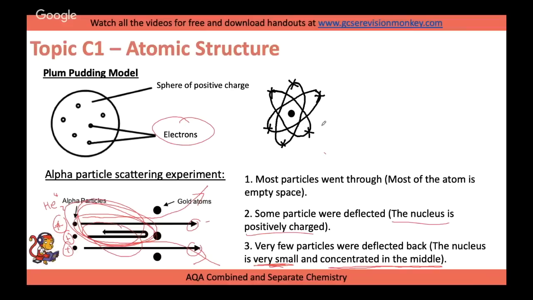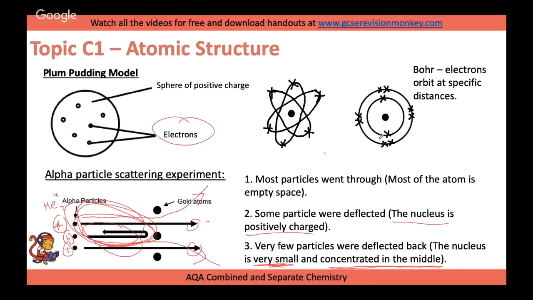This was further developed by Bohr, who said electrons orbit at specific distances, and that's when he came up with these energy levels. And then Chadwick finally discovered the neutrons. So it was the electrons first, then the protons, and then the neutrons.